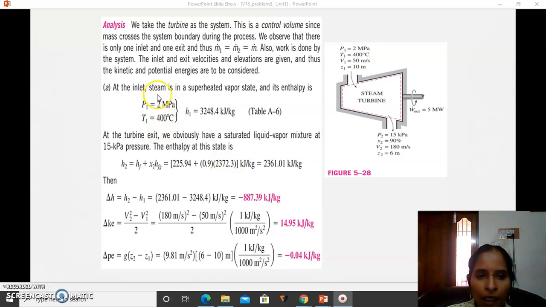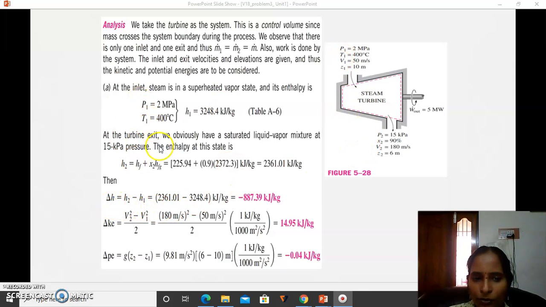So here one twist has been done. If you see, they have given pressure and temperature at the inlet. After completing all the units, in the third unit you will be studying how to find out the enthalpies if pressure and temperature has been given. So this is a little bit advanced one. You can find out H2 and H1 depending upon the pressure and temperature values at the inlet and the outlet.